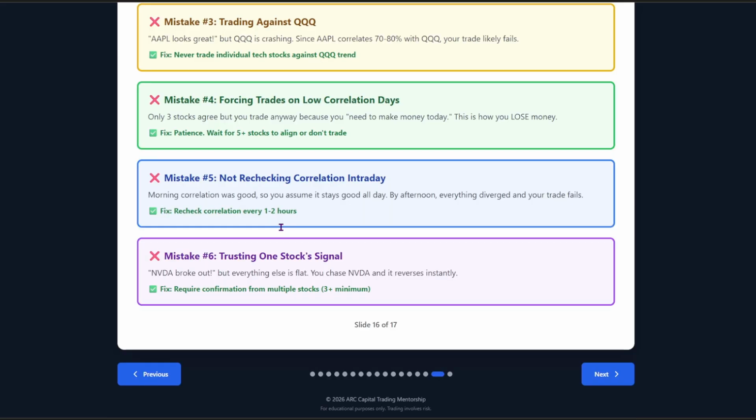All right. Mistake 6, trusting one stock signal. NVDA broke out, but everything else is flat. You chase NVDA and it reverses instantly. What's the fix? Require confirmation on multiple stocks, 3+ minimum, before taking that trade.